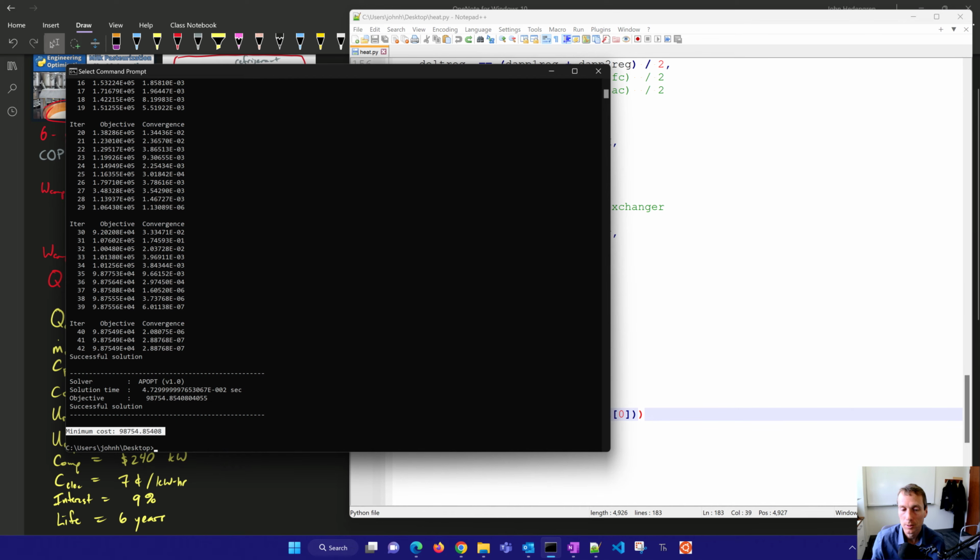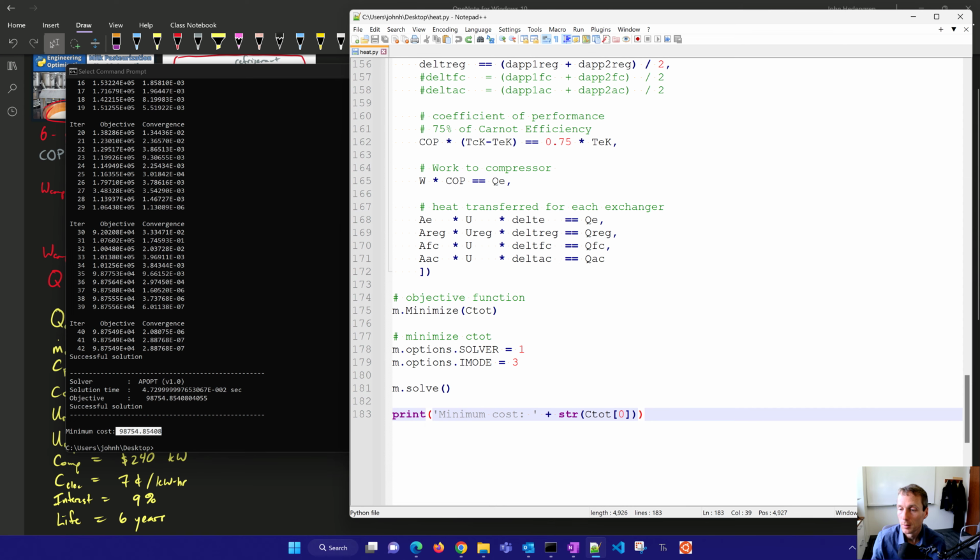That's cost of electricity plus the cost of all the capital equipment. It's about $98,000 to build and operate this for a period of 6 years. Now, we haven't really put in here any of the profitability of how much we can make off of that, but this would be the total cost given the minimized areas and all the other decision variables for our model. And you could add those as well.